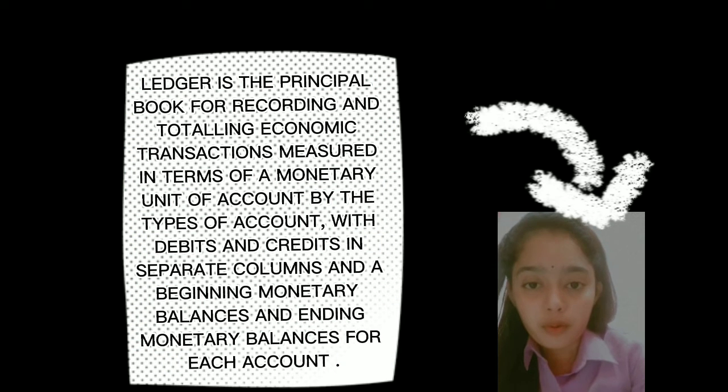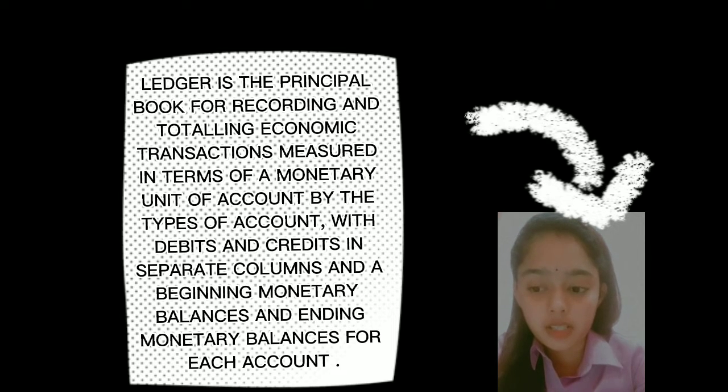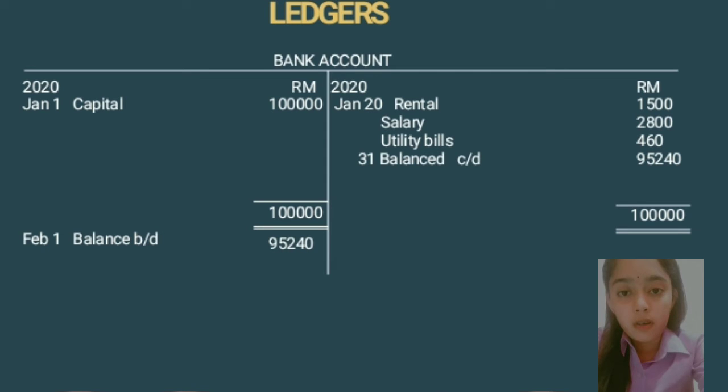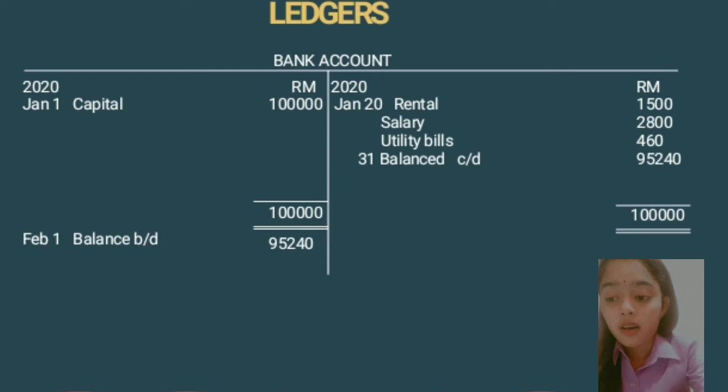Today I'm going to explain about ledger. Ledger of Miss IFA Enterprise. Ledger is the principal book for recording and totaling economic transaction measured in terms of a monetary unit of account by the types of account with debit and credit in separate column and a beginning monetary balances and ending monetary balances for each account. As I show in the slide, this is our question for doing ledger.